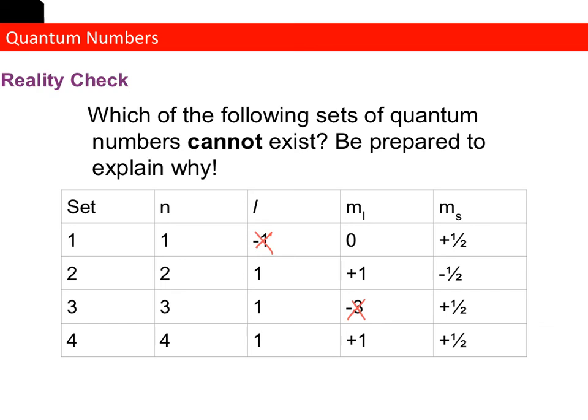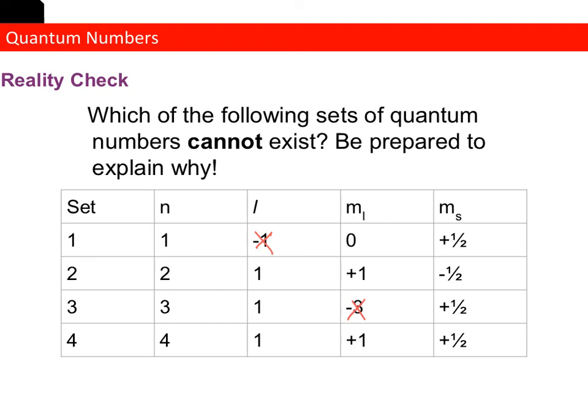Now let's take a look at set 4. Fourth energy level, so that means we can have a possible L value of 0, 1, 2, or 3. This one checks out. Since we've limited ourselves to L value 1, then my possible ML values are plus or minus 1 or 0. This one checks out. And finally, plus 1/2 is an acceptable number for the spin number.